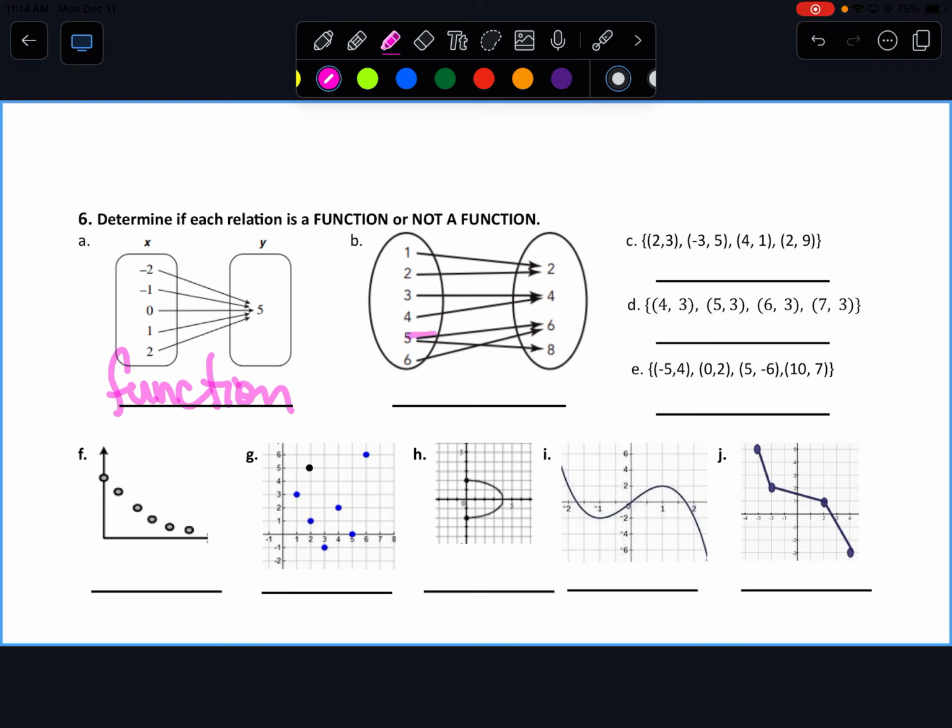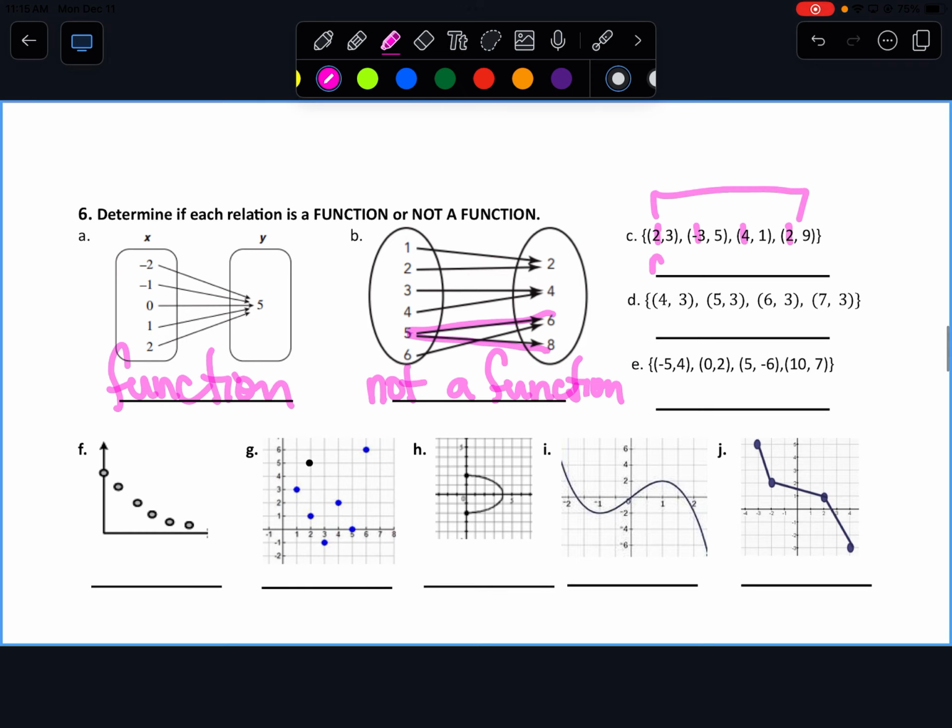Okay, here, 5 is going here and here, so not a function. Okay, I'm going to look at each one of the x values. These two repeat, so that means that this is not a function. Look at 4, 5, 6, 7, they don't repeat, so it is a function.